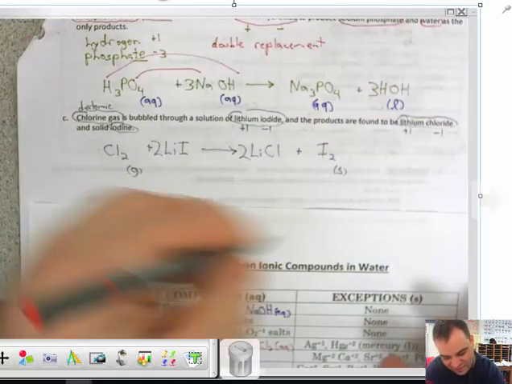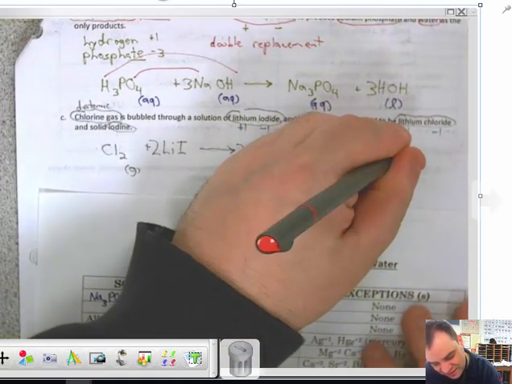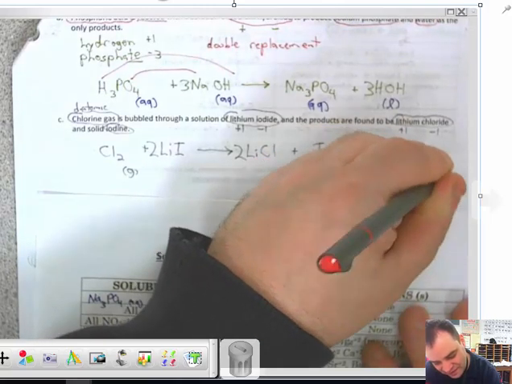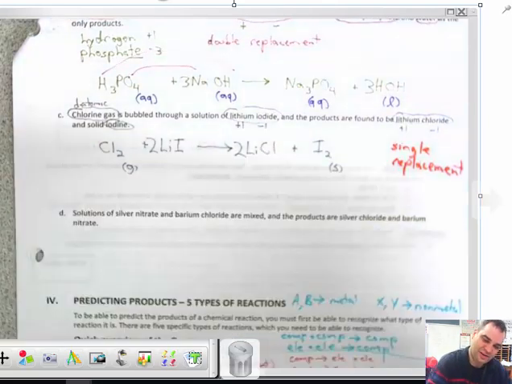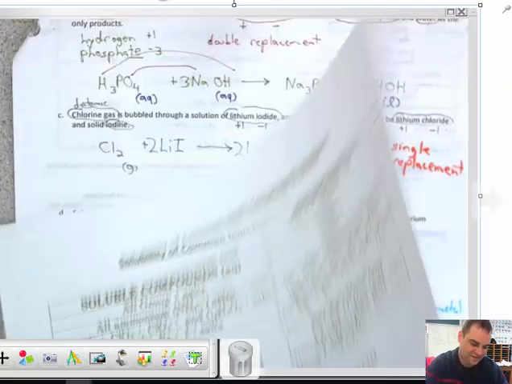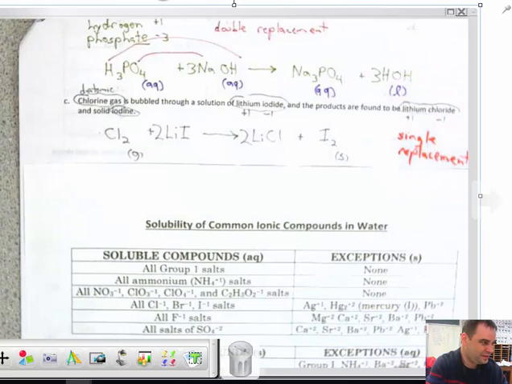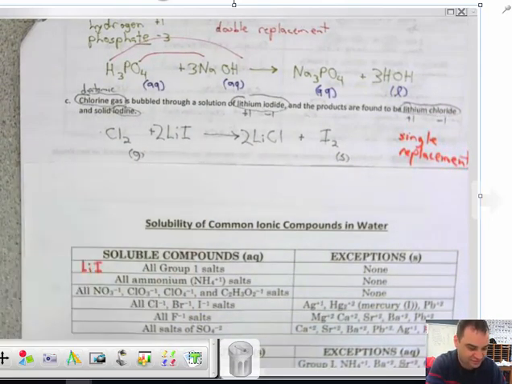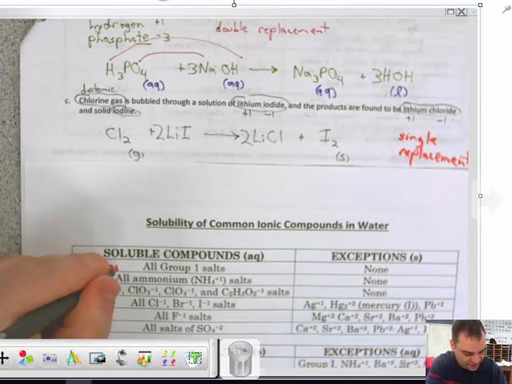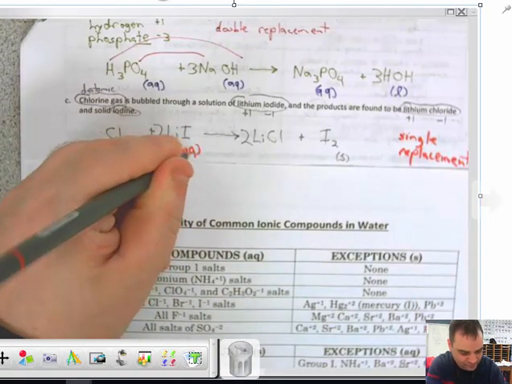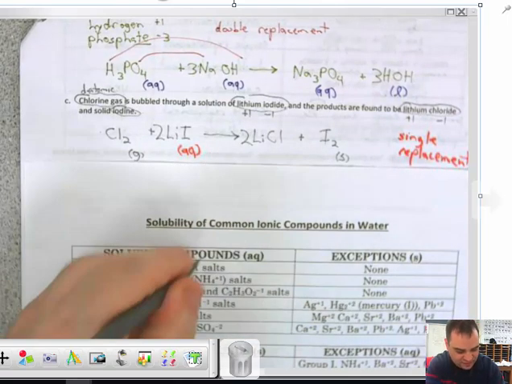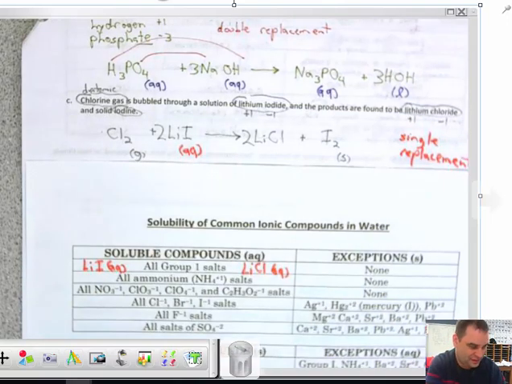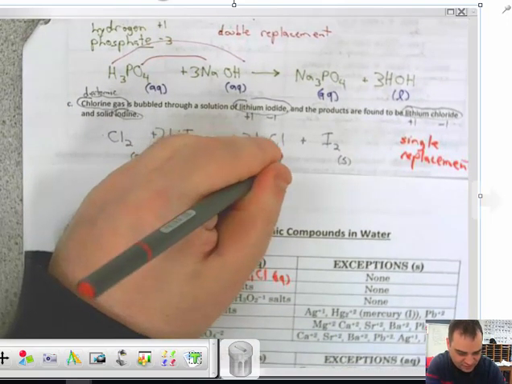Guess what? This is a single replacement reaction. That means we need to use the solubility rules for the other compounds. So lithium iodide. Lithium is in group 1, so it falls under this square right here. That would be aqueous. Lithium chloride falls under group 1 salts as well. So that would go under this square right here. So that would be aqueous as well.